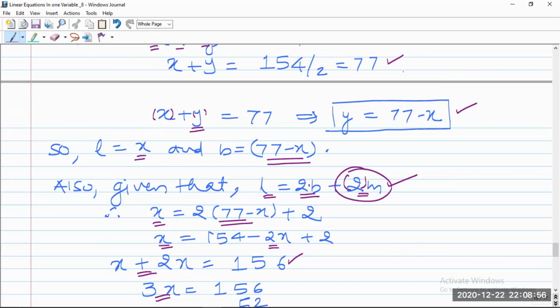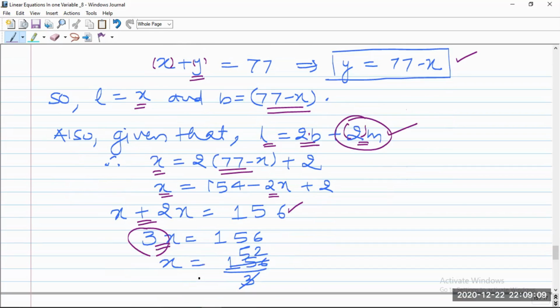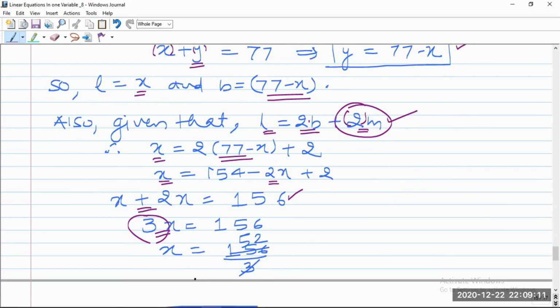And then again, to get the solution of this equation, we need to remove this 3 from the left side. We need to take it to the right side. Since this 3 is a multiplier, I need to take it to the right side with division. So I need to divide both sides by 3 here, so that 3 will get cancelled from the LHS and it is divided on the RHS. So 156 divided by 3 gives us 52. So 52 is the value of x.